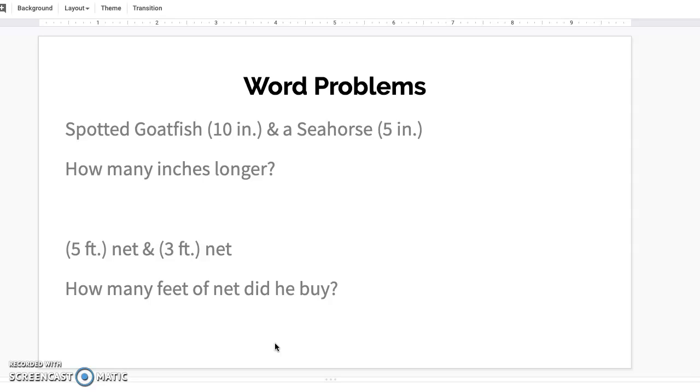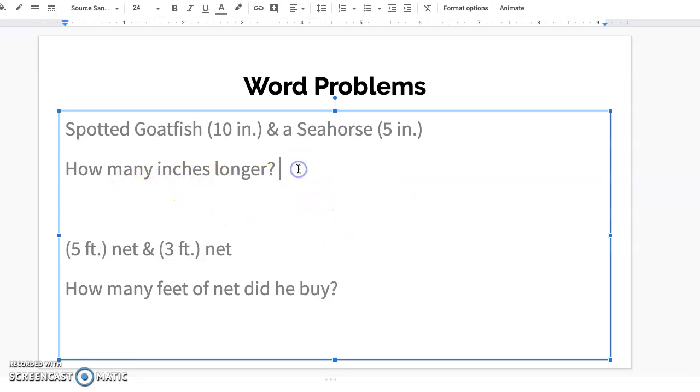All right, we have a couple word problems. There was a spotted goatfish that was 10 inches and a seahorse that was 5 inches. And it says how many inches longer. If it says how many more or how many inches longer or shorter, you have to subtract. So our number sentence would be 10 minus 5 equals 5. So it would be 5 inches longer.